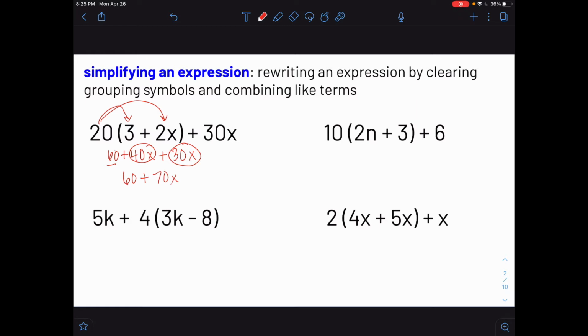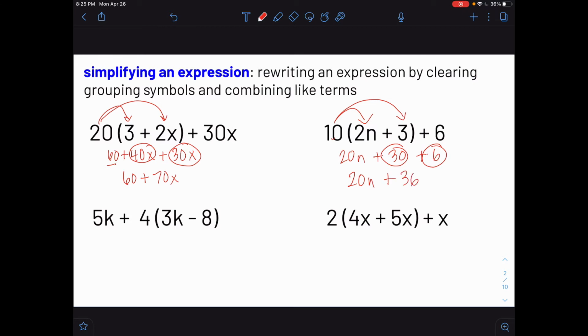Let's go ahead and do another one. 10 is outside my grouping symbols, so I need to distribute its multiplication among both terms inside the parentheses. 10 times 2n is 20n, and 10 times 3 is 30. And then I copy down that plus 6. I see that I have two constants that I can combine. Keeping it in the same order, I have 20n plus 36.